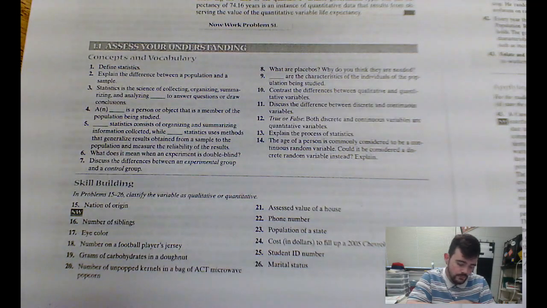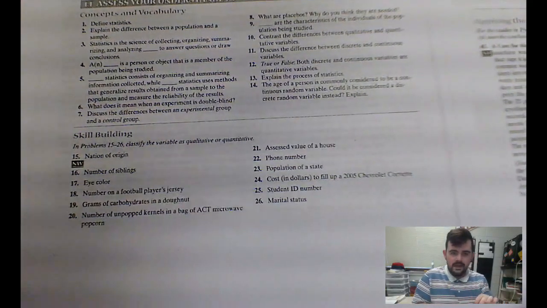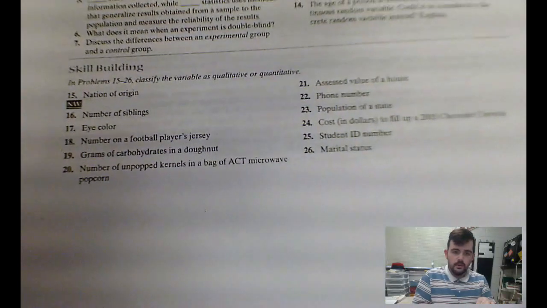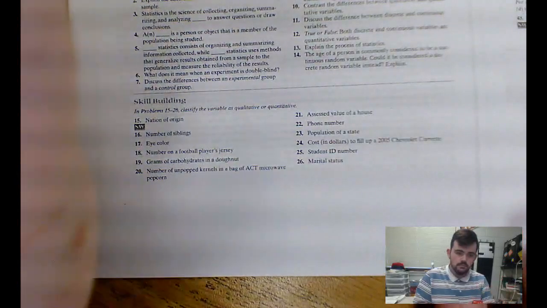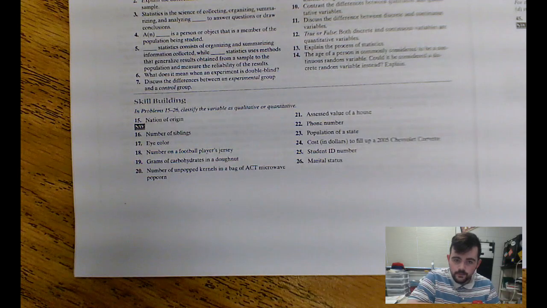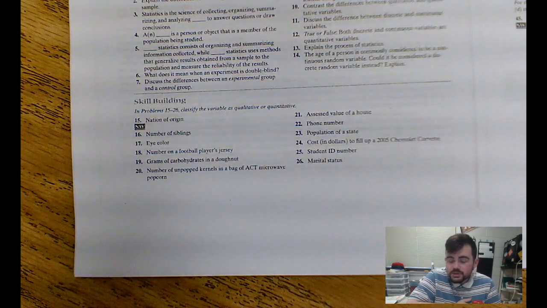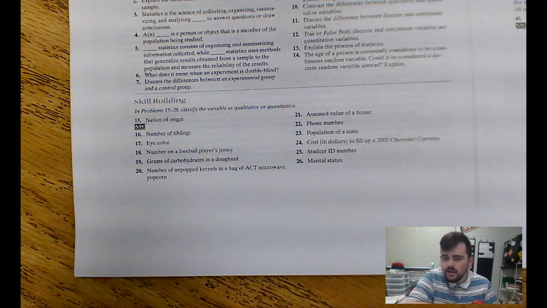Okay? So, let's first look at the bottom of page 9 at this skill building section. In problems 15 through 26, classify the variable as qualitative or quantitative. Okay? So, all of these are a variable, like a question you could ask somebody. What is your nation of origin? That means, are you from the United States? Are you from Mexico, Canada, France, Germany? Those kinds of things, okay?